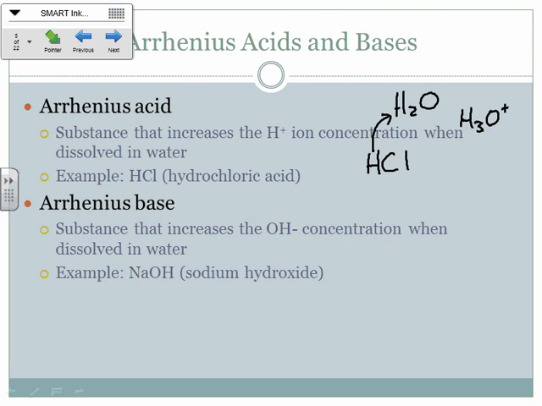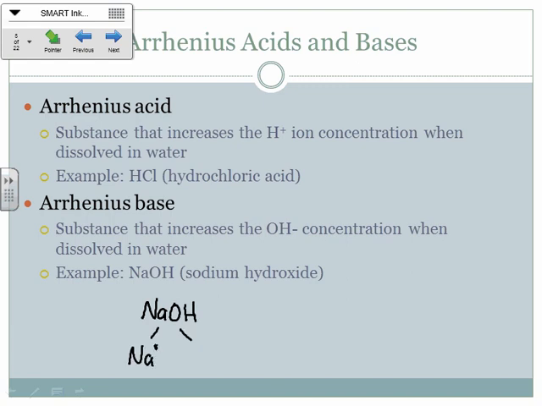But the idea is it's going to increase the H plus ion concentration or the H3O plus ion concentration when you put it in water. Okay, and then an Arrhenius base is something that increases the OH minus concentration when you put it in water. So an example of that is NaOH. So you've got sodium hydroxide, and that splits apart into Na plus and OH minus.